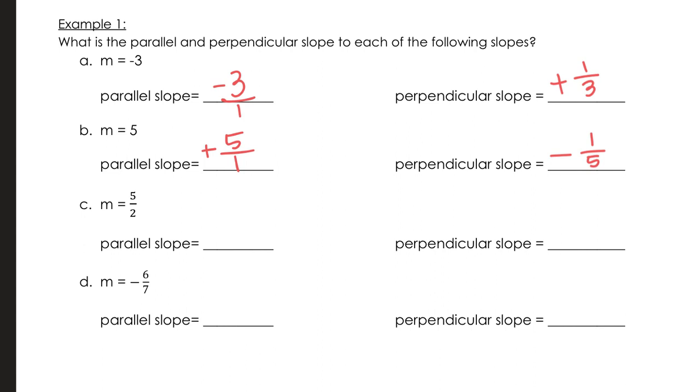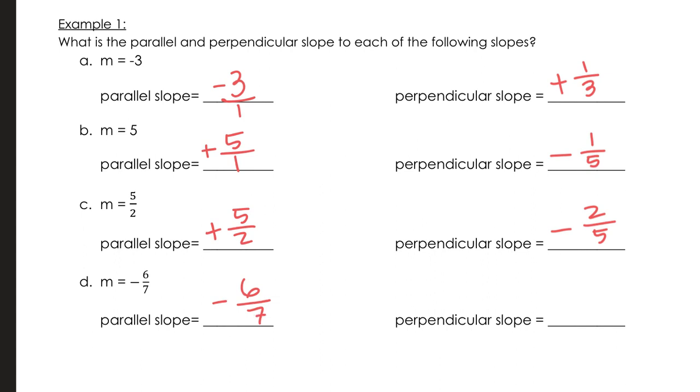All right, let's do another one. Our next slope is 5 over 2, so that's a +5 over 2, which means our parallel slope would be exactly the same, +5 over 2. For a perpendicular slope, we got to do those two changes. Instead of positive, a perpendicular slope would now be negative, and we would flip it upside down to be 2 over 5. All right, last example. Our slope is -6 over 7. So a parallel slope would be exactly the same, -6 over 7.